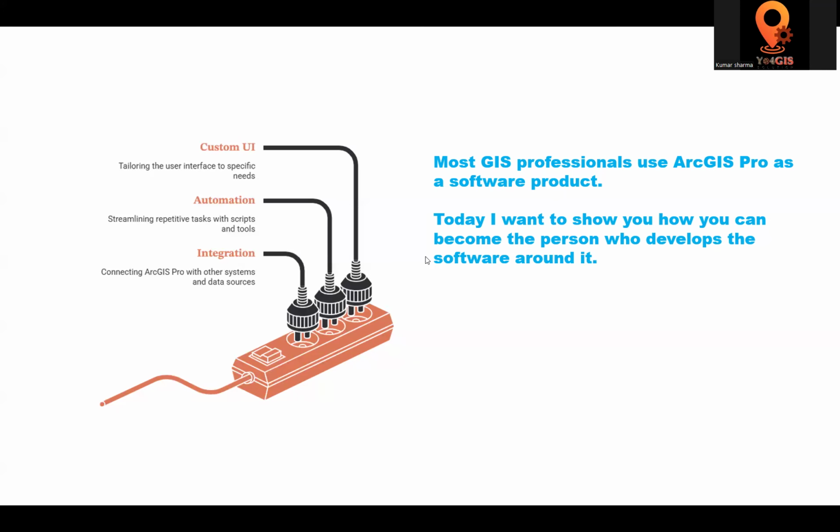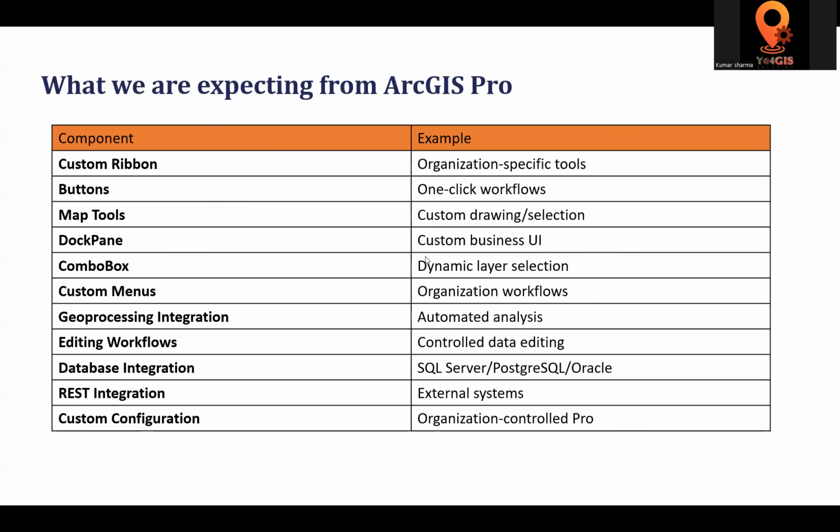what is our expectation with the customization? So we are expecting from ArcGIS Pro, let's suppose, that I can create a custom ribbon, I can create my own button, I can create my own map tool. Normally in ArcGIS Pro, whenever we click on any feature, we get the information. Whenever we select the feature, we can do something. Now I want to do it based on my requirement.